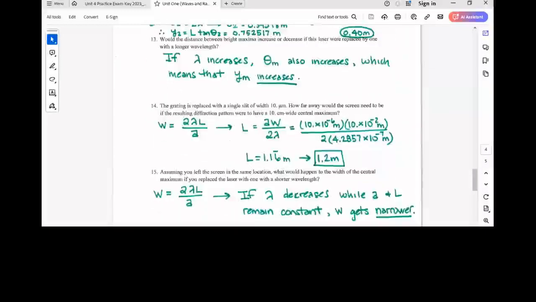14, the grating is replaced with a single slit of width 10 micrometers. How far away would the screen need to be if the resulting diffraction pattern were to have a 10 centimeter wide central maximum? So we've gone from the diffraction grating interference pattern to the single rectangular slit interference pattern. So that means that you end up with a wide bright maximum and then bright fringes that get narrower and dimmer as you work your way out to either side. For the diffraction grating interference pattern, the bright fringes are all approximately the same width.